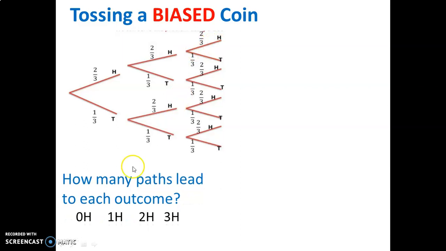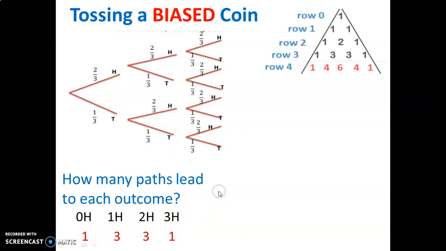Okay, so how many paths lead to each outcome this time? And now the outcomes are 0 heads, 1 head, 2 heads, or 3 heads if you get all 3 heads on all 3 tosses. So what are the numbers that go here? Okay, well here are the numbers. I hope you're able to see that from here. You can see that there's 1, 2, 3, 4, 5, 6, 7, 8 total journeys or paths you can take through here, and these numbers add up to 8, so that makes sense. Now let's take a look at where they come from.